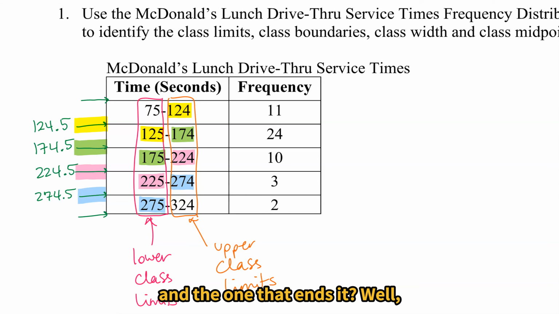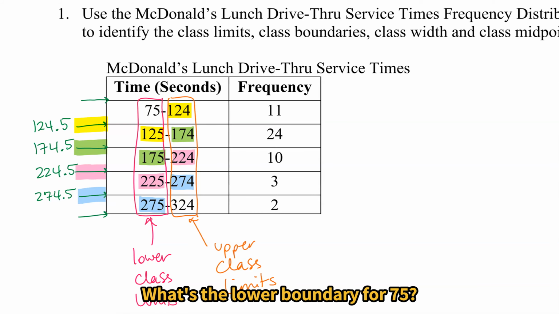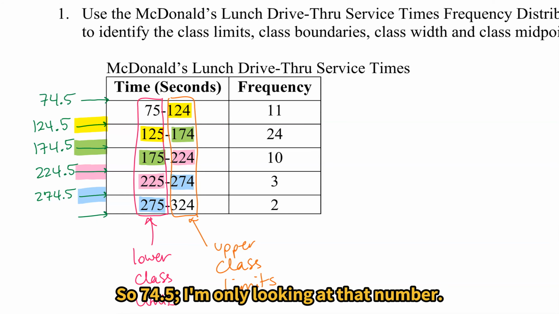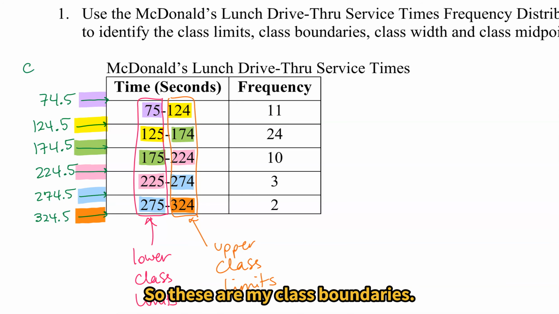Okay. Now, how do I get these other ones, the one that starts it all off and the one that ends it? Well, think about those boundaries back from chapter 1. What's the lower boundary for 75? Right, 74.5. So 74.5, I'm only looking at that number. And then how about the upper boundary for 324? 324.5. So these are my class boundaries.